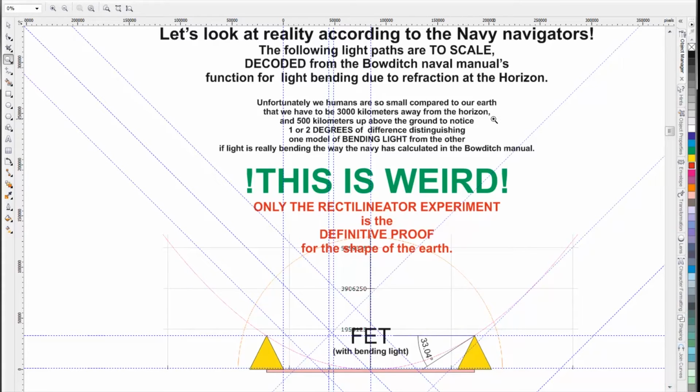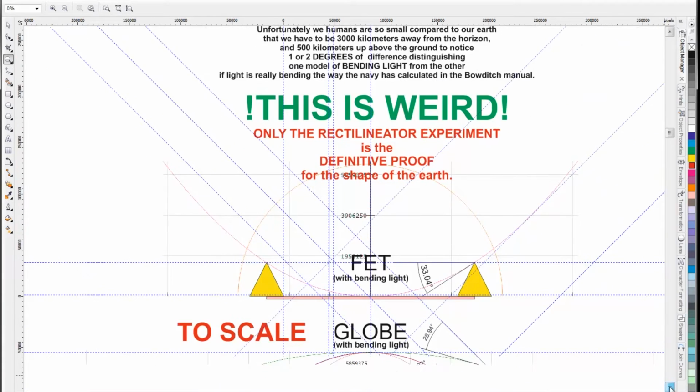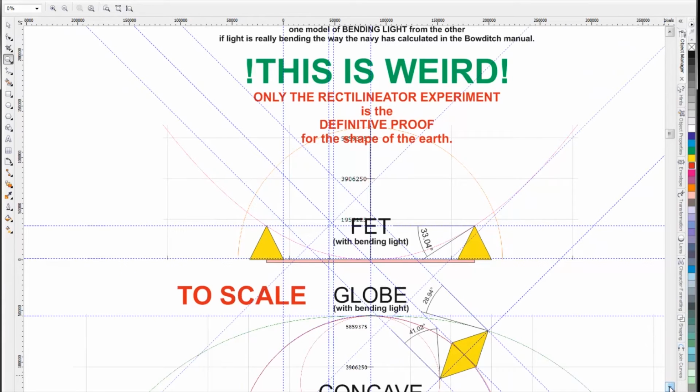Unfortunately, we humans are so small compared to our Earth that we have to be 3,000 kilometers away from the horizon and 500 kilometers up above the ground to notice 1 or 2 degrees of difference distinguishing one model of bending light from the other, if light is really bending the way the Navy has calculated in the Bowditch Manual. And this I find weird, that we cannot distinguish one model from the other based on horizon elevation angles if light is bending. Only the rectilineator experiment is the definitive proof for the shape of the Earth.